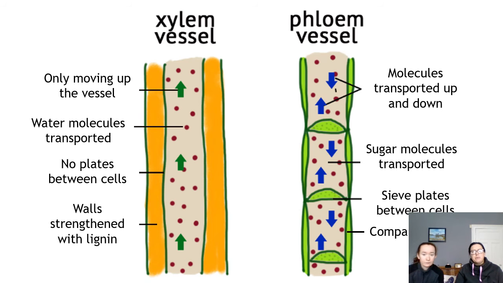Okay, so to compare the two things that they do, the xylem vessel only allows movement of water and minerals up the vessel. Water and minerals are transported, there are no plates between the cells, and the walls are strengthened with lignin. Whereas in phloem, the molecules can be transported up and down. It's generally sugar molecules that are transported. There are sieve plates between the cells, and there are also companion cells at the side.